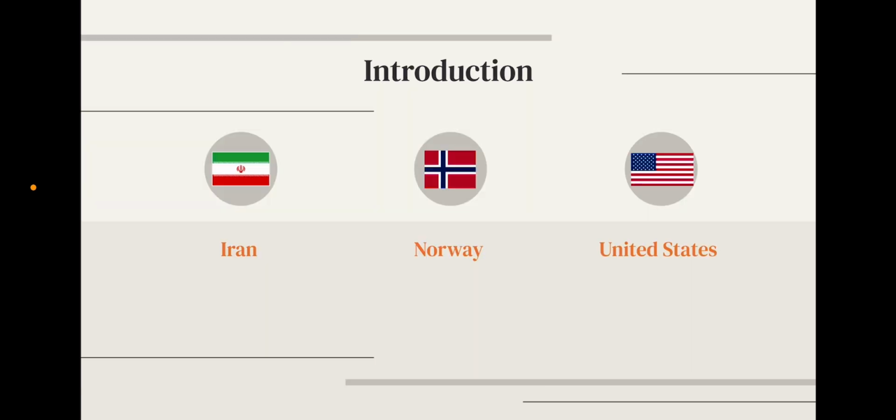So brief introduction, we have Iran, Norway, and the United States, which are the 3 countries that will be discussed in this presentation. And there were a lot of interesting comparisons between these 3 countries that'll be taken note of throughout the entirety of it. But overall, these 3 are a very interesting group to look at when it comes to their government system and how they're run.